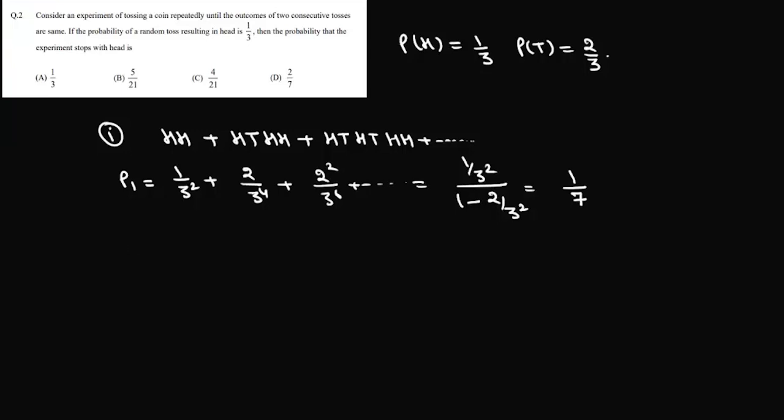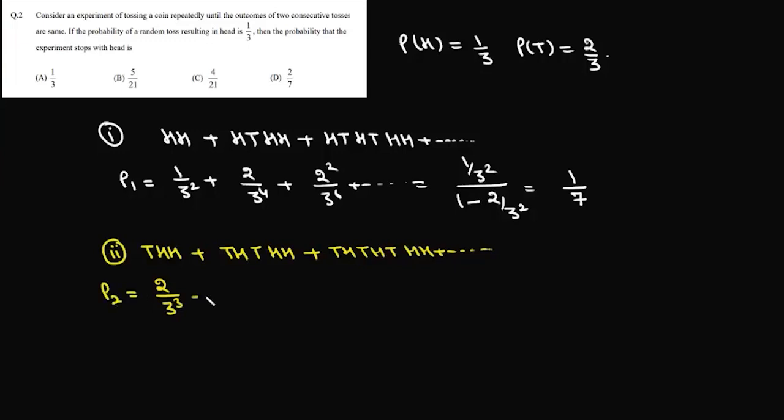Now for the second case, when the first toss results in tail. So it is tail, head, head, or it could be tail, head, tail, head, head, or tail, head, tail, head, tail, head, head, and I'll continue up to infinity. Now this is 2 upon 3 cube, and say this is the second part of the probability, P2. This is 2 square upon 3 to the power 5. This is 2 cube upon 3 to the power 7, up to infinity, which again is an infinite GP.